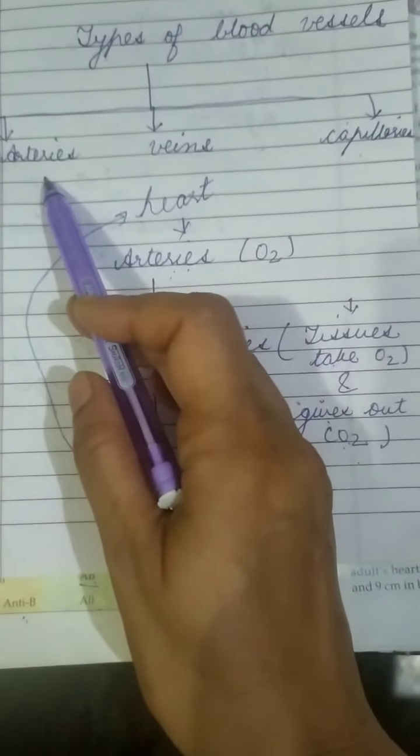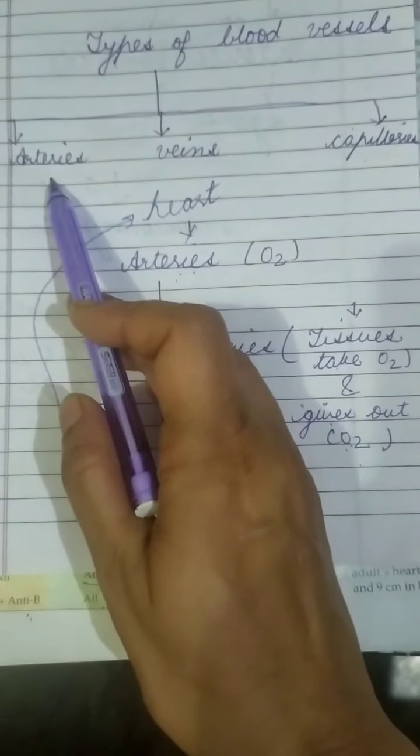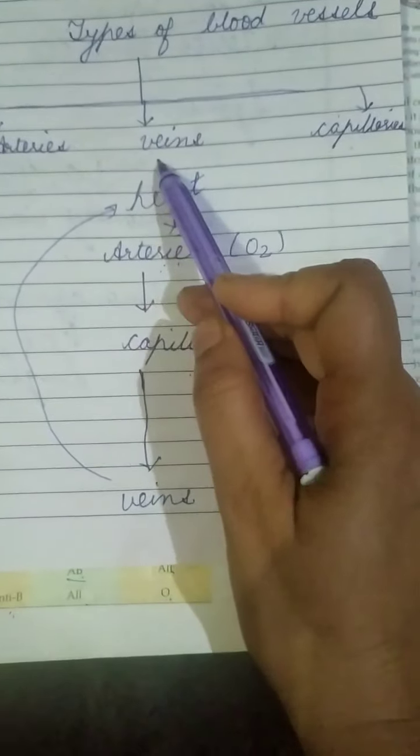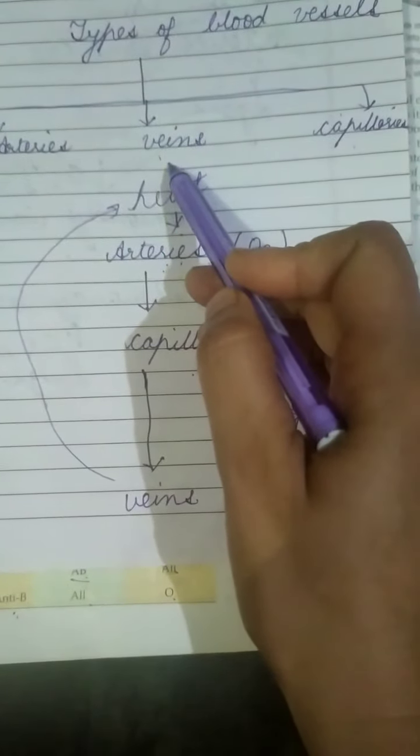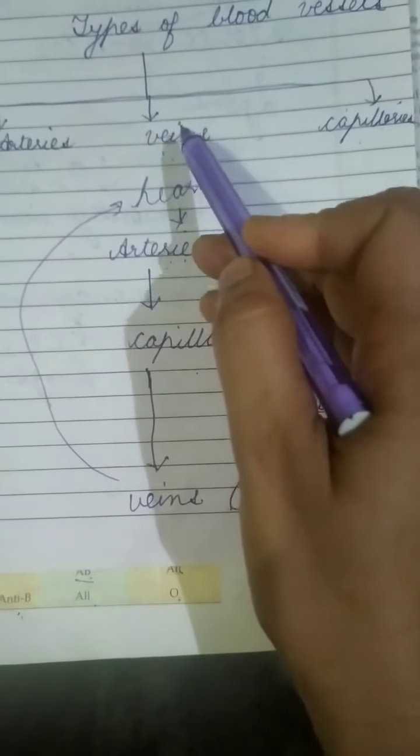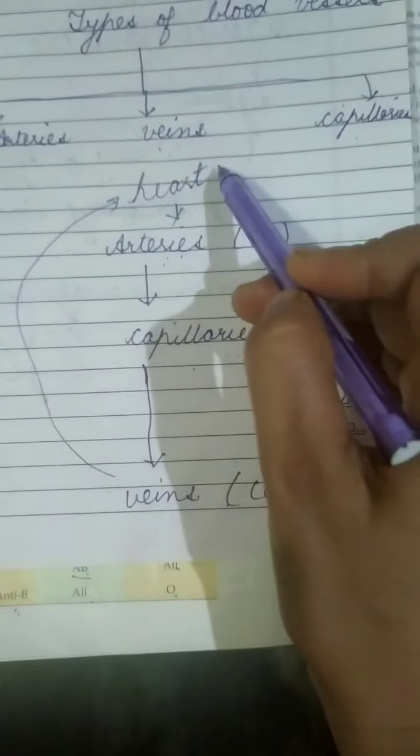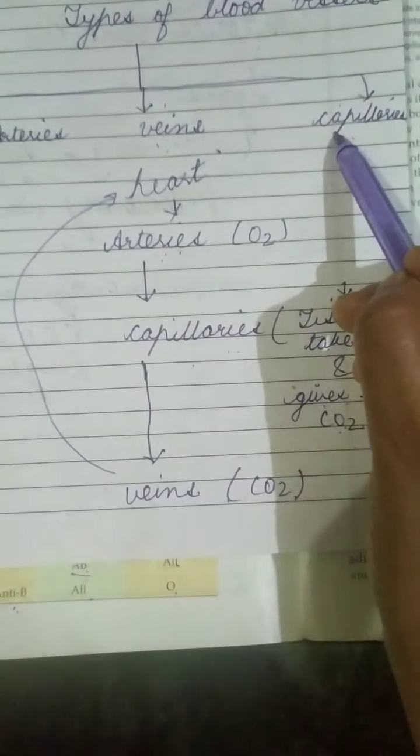Arteries carry oxygenated blood, with only some exceptions. Veins transport deoxygenated or carbon dioxide rich blood from different body parts to the heart, and capillaries are very thin vessels, intermediate between arteries and veins.